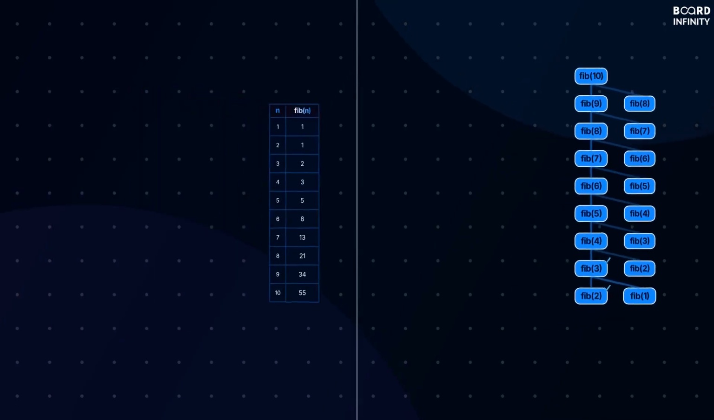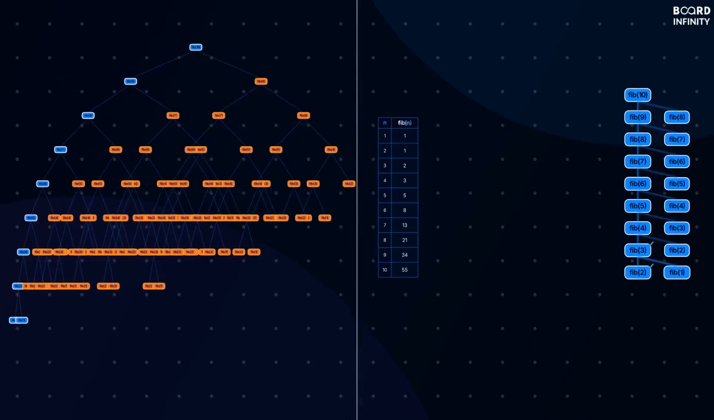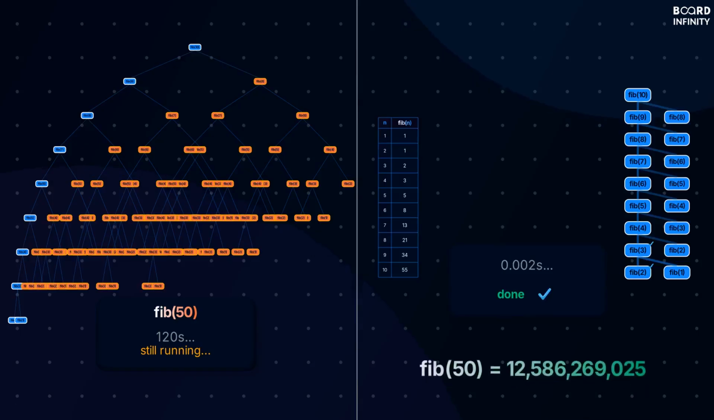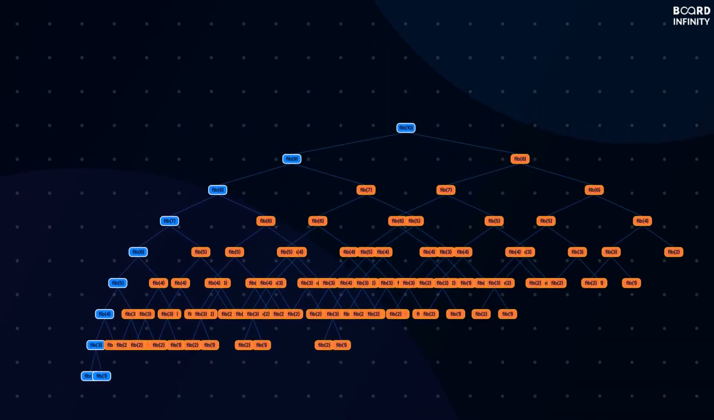Now, let's compare the naive approach to our memoized solution for a much larger number, fib of 50. On the left, the original inefficient recursion continues to struggle, showing how much time is wasted. On the right, with memoization, the answer is nearly instantaneous. This comparison clearly highlights the immense power of avoiding redundant work.